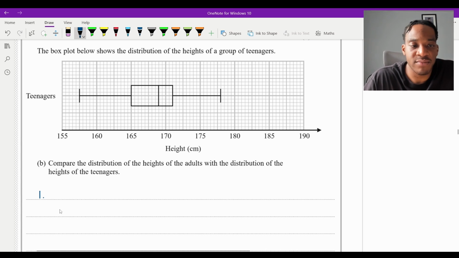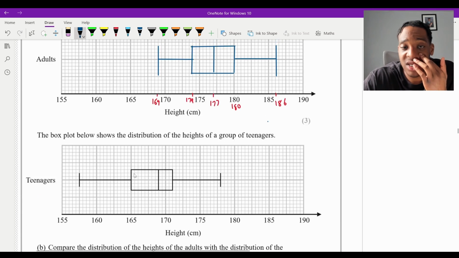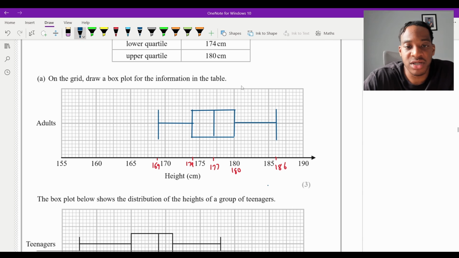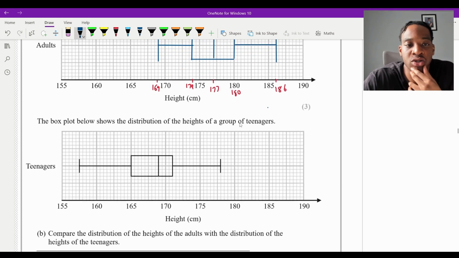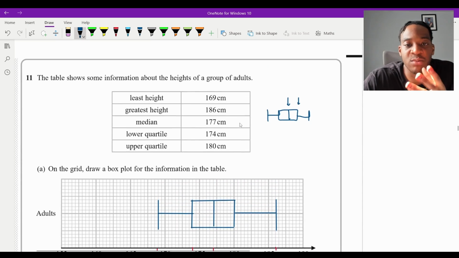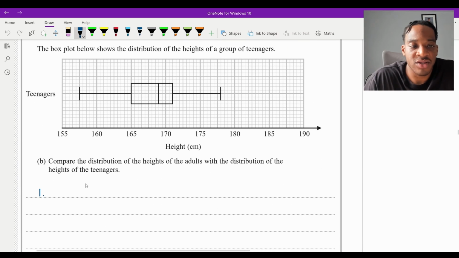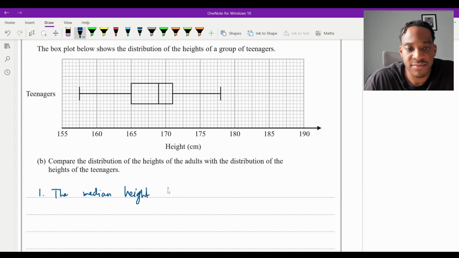So comment number one, when we look at the medians, we can see that the adults' median is much higher than the teenagers'. So what are we dealing with here? We're dealing with heights. So we could just say the median height for adults is much higher.